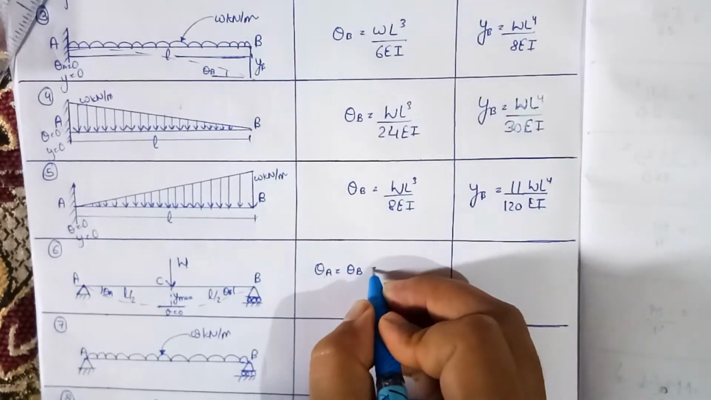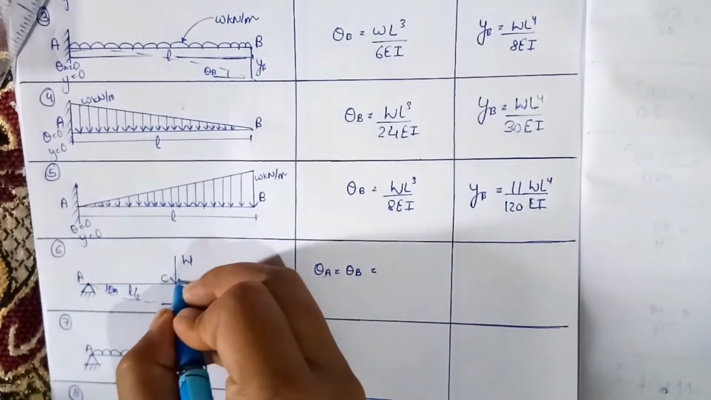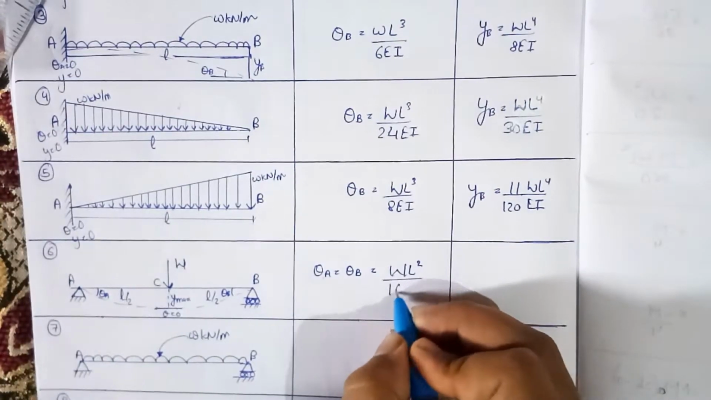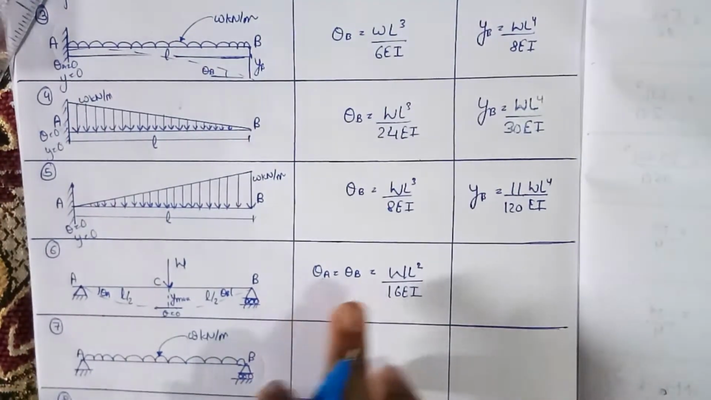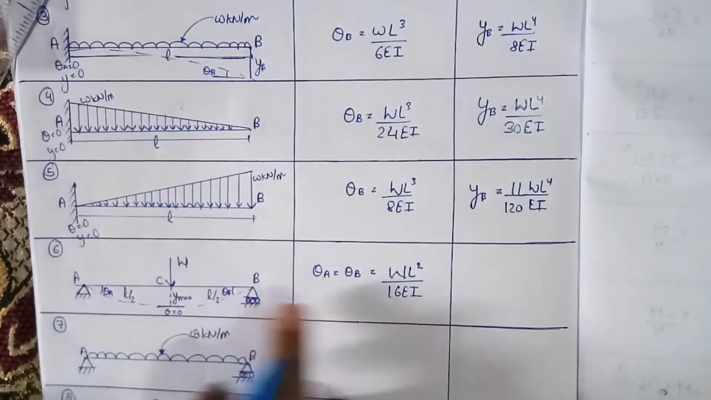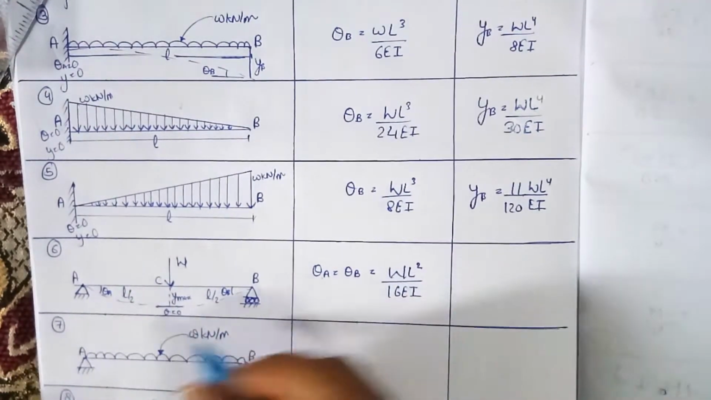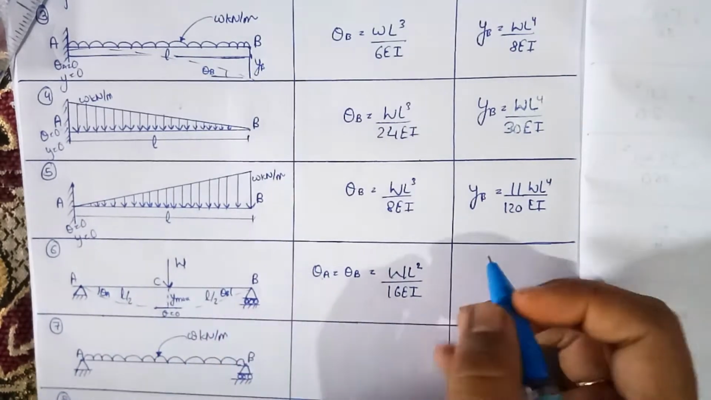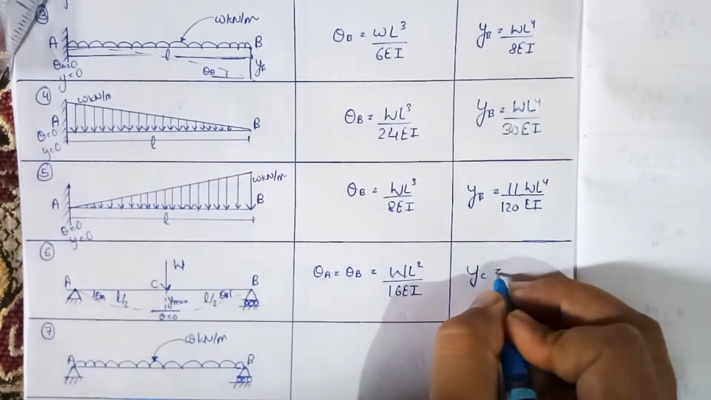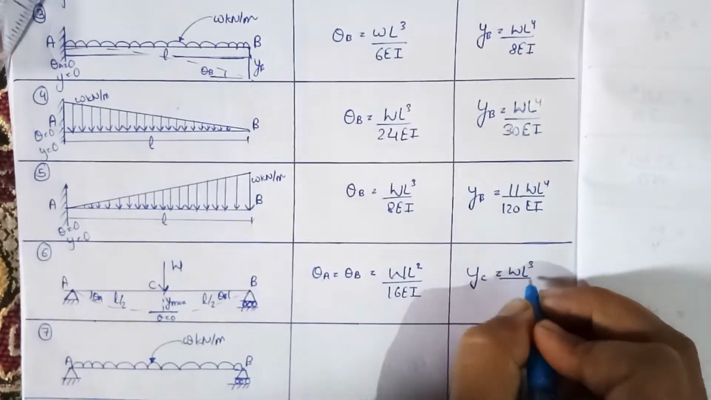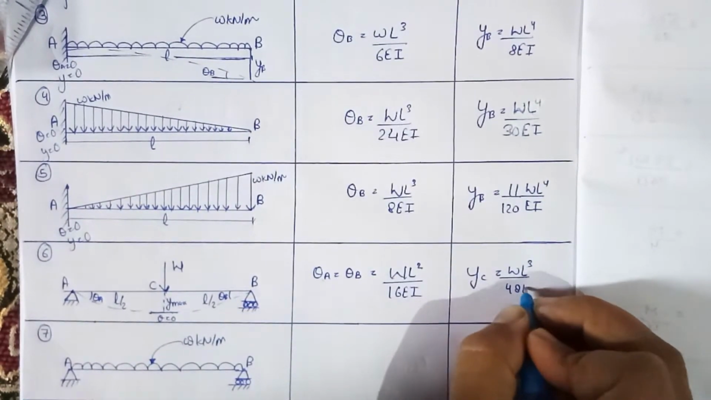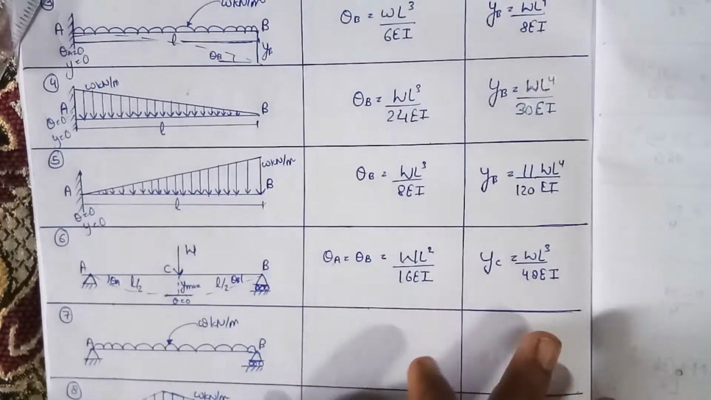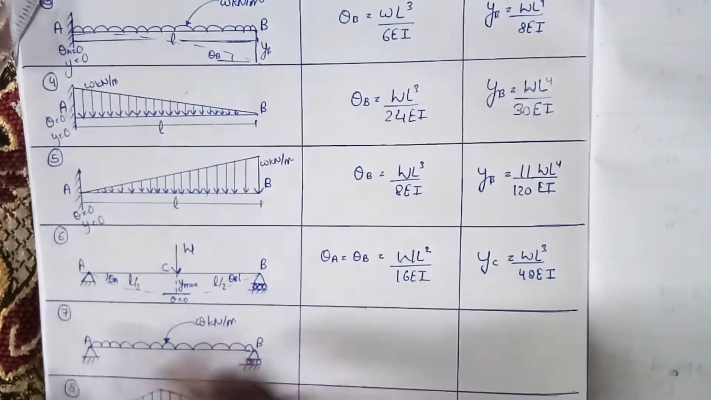Okay, so its value will be equal to, and this is a central point load, WL square by 16 EI. This is the value of the slope at A and slope at B, that is WL square by 16 EI. Next we will see the value of the deflection. The deflection value in this case will be equal to WL cube upon 48 EI. This is cube and this is 48 EI. So this is our 6th case. Next we will see our 7th case.